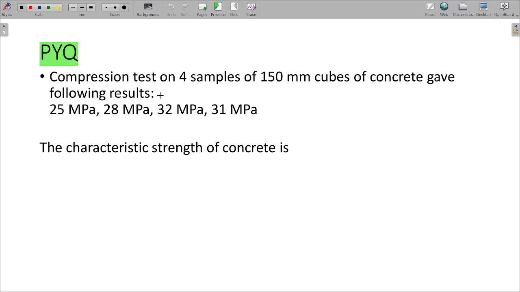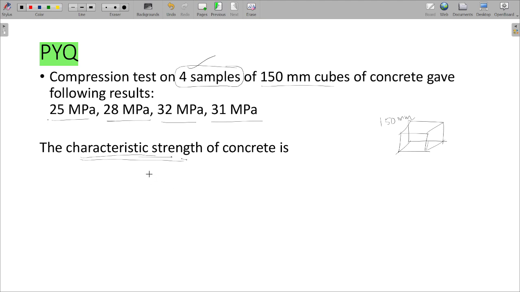And one more PYQ related to this characteristic strength is where they gave 4 samples. We know that the 150 mm cube is used, because as per IS 456 the concrete cube size for compressive strength determination is 15 centimeters, that is 150 mm. They gave 4 samples of 150 mm concrete cubes, and the compressive strength test results are 25 MPa, 28 MPa, 32 MPa and 31 MPa. So they asked for the characteristic strength.